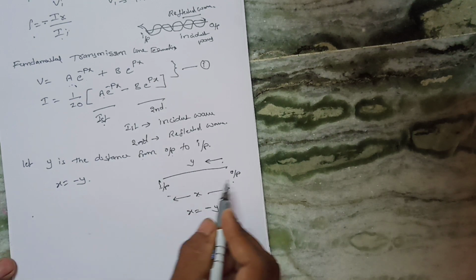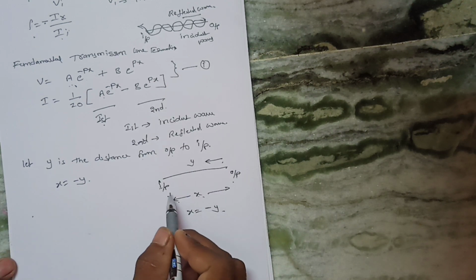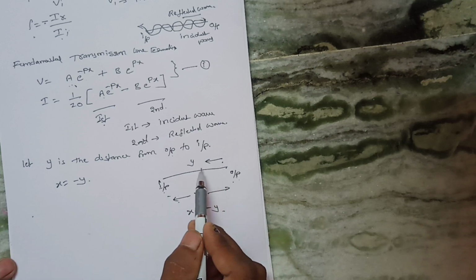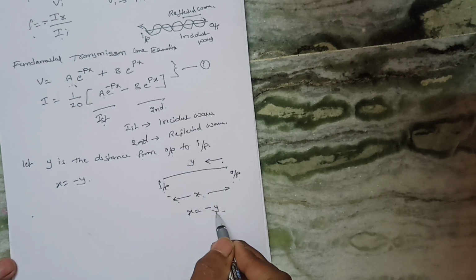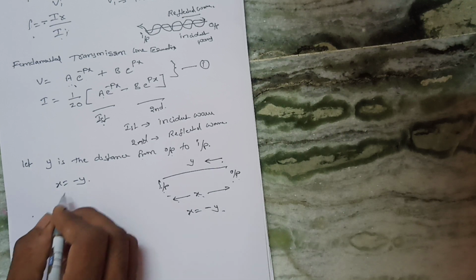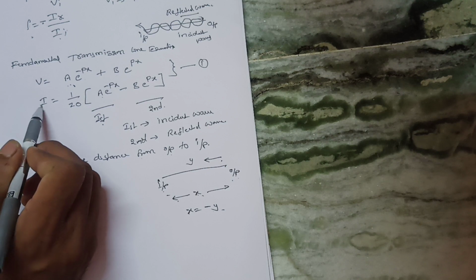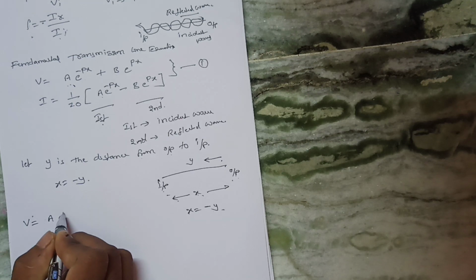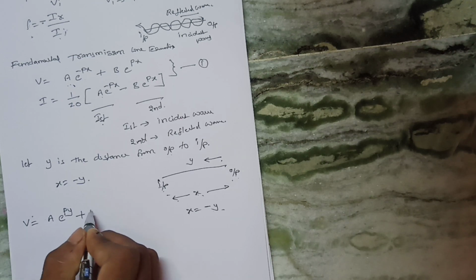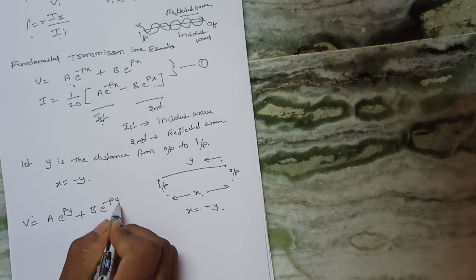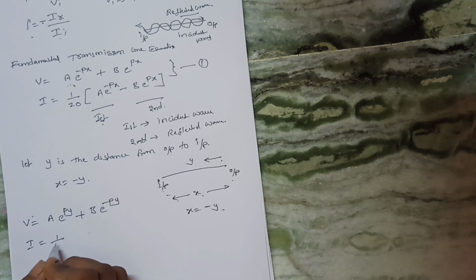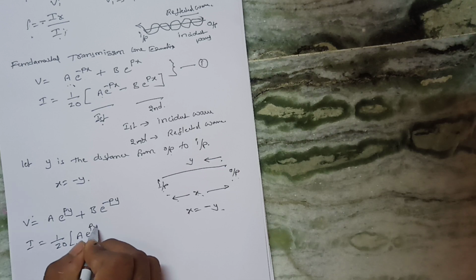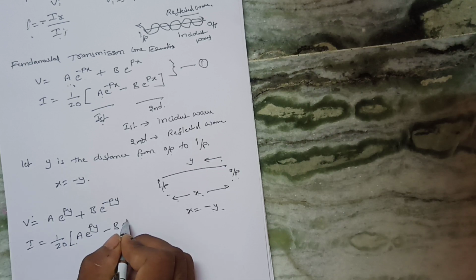x is the distance from input to the output and y is the distance from output to the input, therefore x is equal to minus y. Substituting in the above equations for V and I, we get V is equal to A into exponential Py plus B into exponential minus Py, and minus I is equal to 1 by Z naught, A into exponential Py minus B into exponential minus Py.